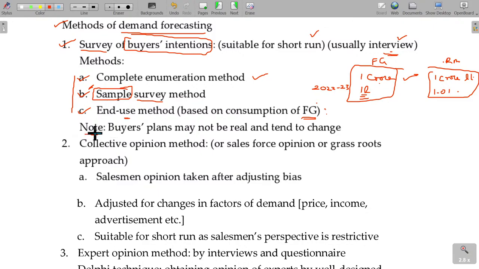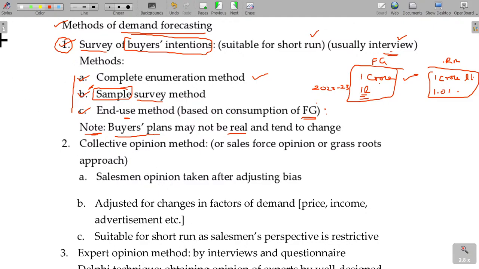Note that this is always question and answer. When we question the consumers, we usually won't get the real answer. Buyers' plans may not be real and tend to change. Because of excitement and not wanting to disappoint the salesman, they will say they'll purchase 10 or 15. That will not always be real, and there will be some flaw, so there may be some error. That error should be corrected while measuring the exact demand. That is the advantage and disadvantage of the survey method.